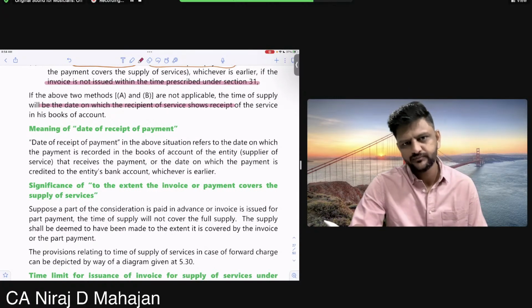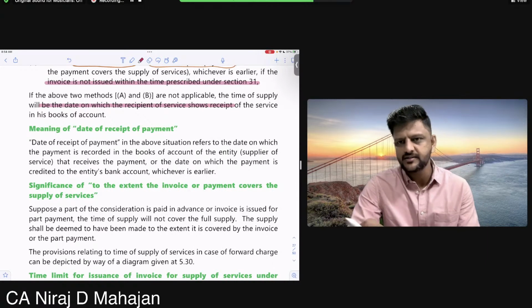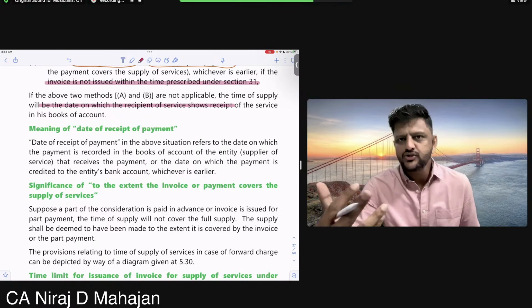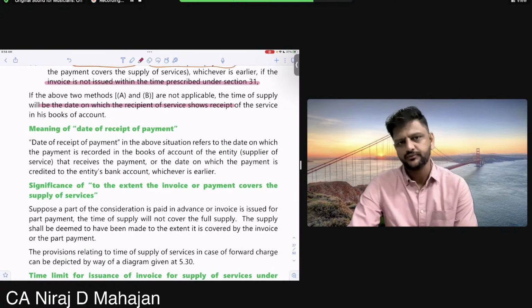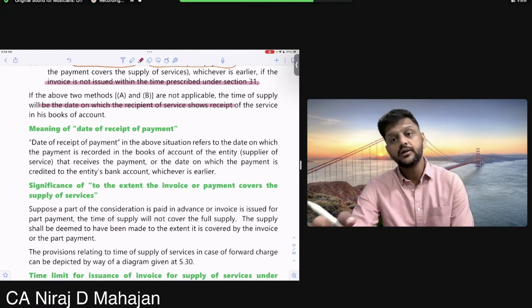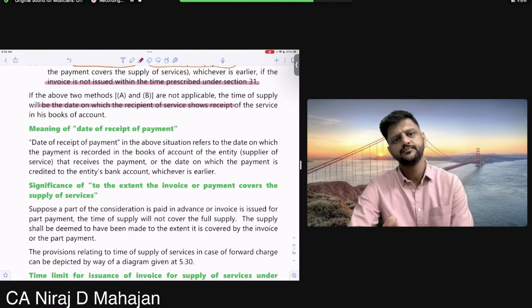Are you getting my point or no? Let us say the supplier of service is a consultant, engineer, whatever, and he is not keeping any books of account. He is showing nothing. Even the receipts are in cash. So we go to the client's place, or you can say the recipient's place, and check their books of accounts. When have they received the service? Understood? Done?